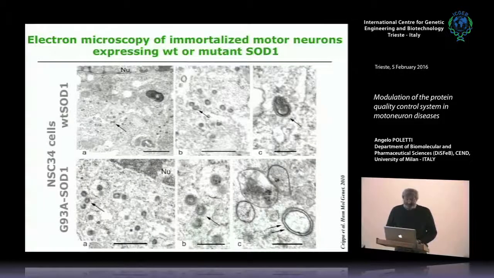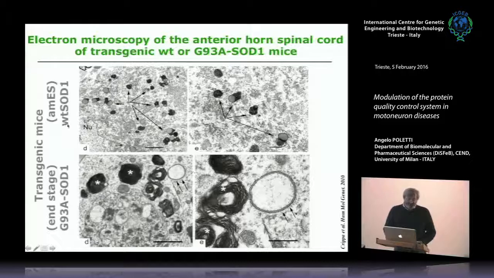And if you look in the cells, you see a large fraction of autophagosomes. It's another way to see the autophagosome. This is electron microscopy. The autophagosome has a double membrane, and you can clearly recognize the autophagosomes in cells in transgenic mice expressing the mutant SOD1. This is a motoneuron in spinal cord.